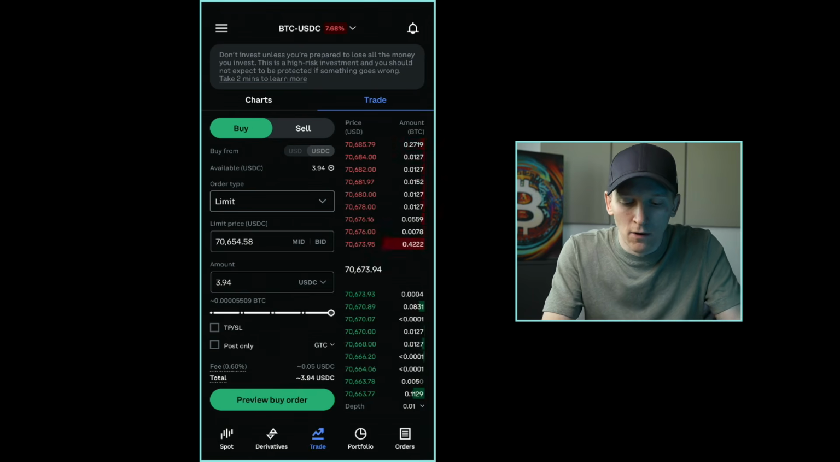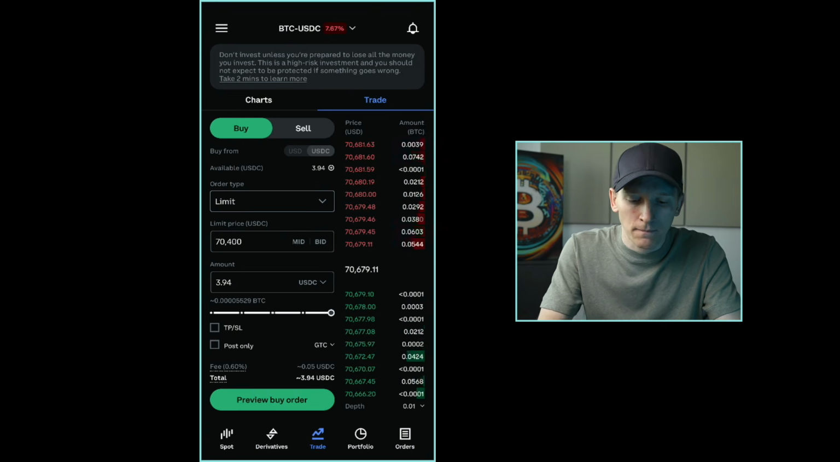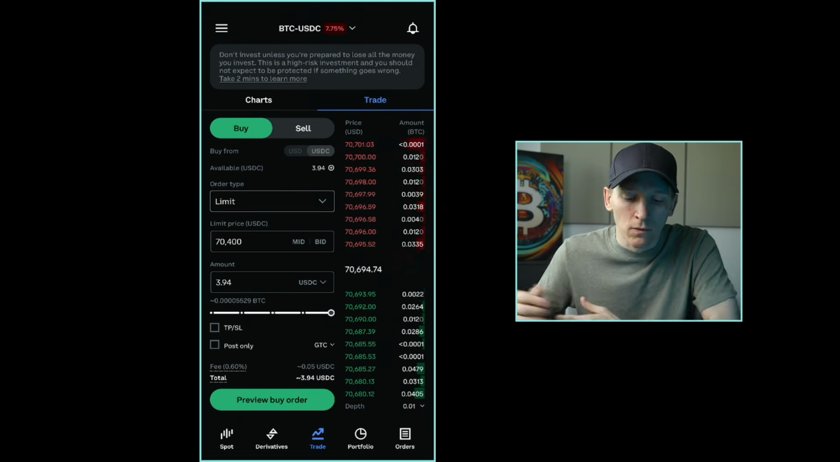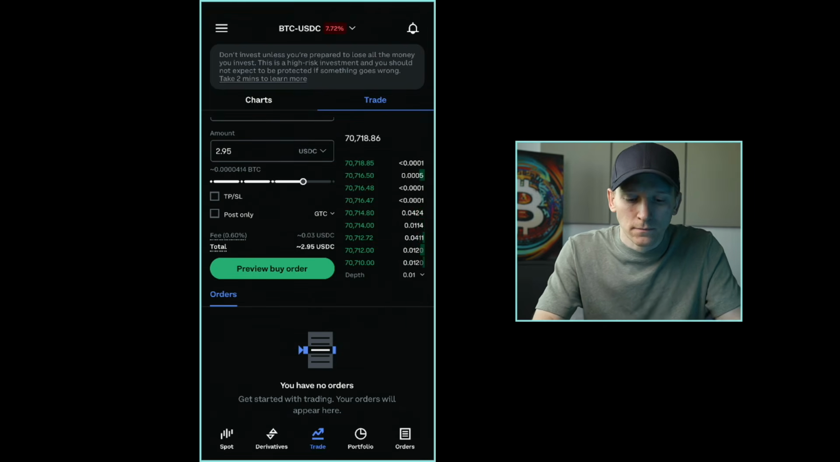So let's say the current price now is 70,700. I want a slightly cheaper price than that. So what I'm going to do is go to 70,400 like this. And I'm going to press done. So what I'm telling the system is my limit order to buy Bitcoin is 70,400 per unit of Bitcoin. And then down here in the amount screen, I can choose the amount that I want to trade.